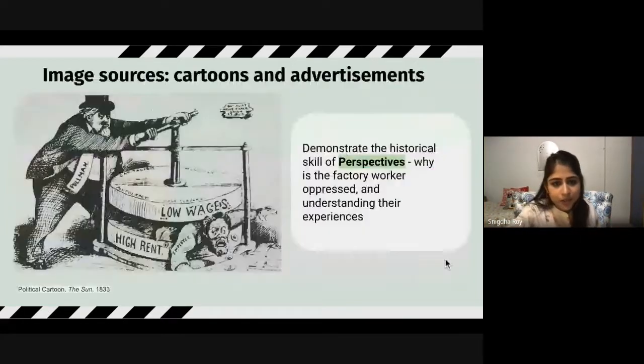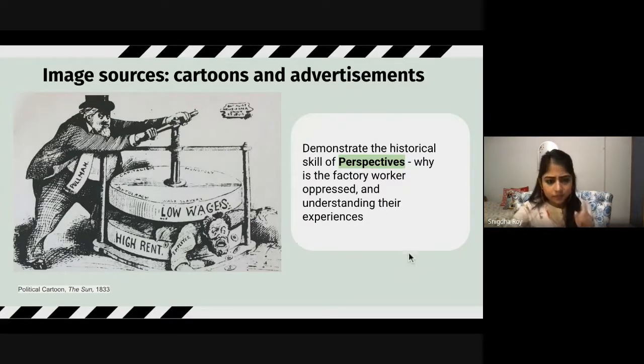Now, not all materials that are brought to class are text based. You could have political cartoons, such as this one. This one depicts the harsh working conditions in factories, and also how day to day workers, factory workers, are bearing the brunt of their employers. Such primary sources train the students to look for contextual clues and to develop their skills of observation. It also helps them understand an alternate perspective, that is, why is the factory worker oppressed, and to understand their experiences.